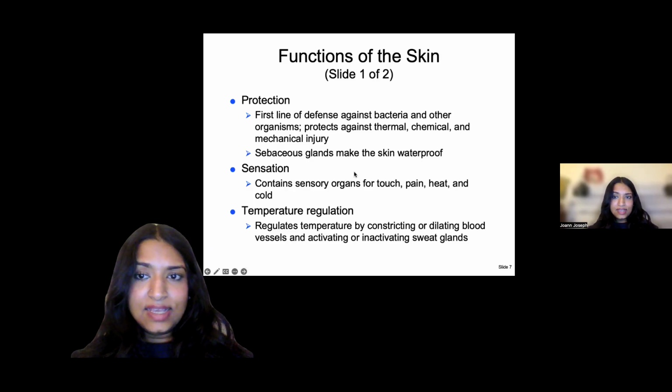For our next slide, you want to think about what problems would happen if we lost our sense of touch. How would that make things dangerous for us? You can look at the slide and connect the answers there.